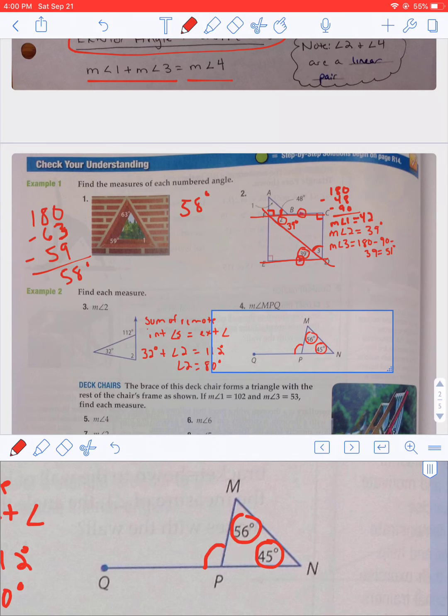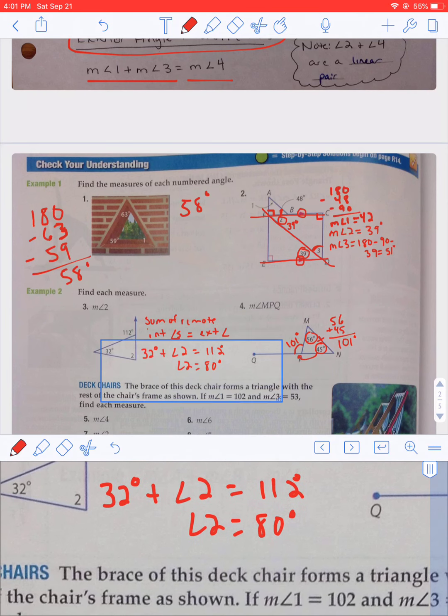But according to this, we said this plus this equals that, right? So I'm just going to simply add 56 plus 45 because the sum of the remote interior angles is equal to the exterior angle. So this comes out to 101 degrees. So that means this angle right here is 101 degrees. So again, such a useful theorem, less chance of making mistakes because you're just doing one calculation versus 2 or 3 to get the same result. Okay.